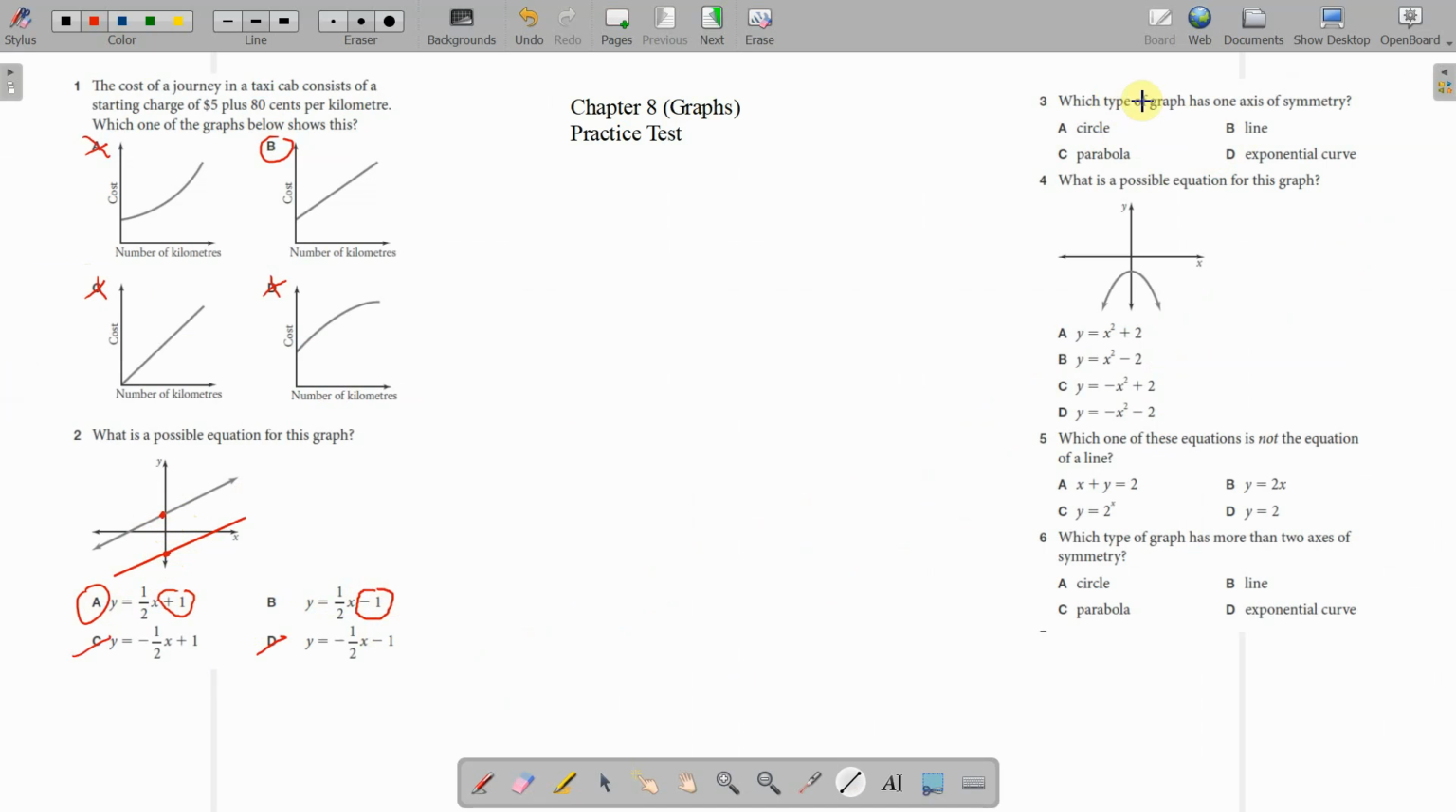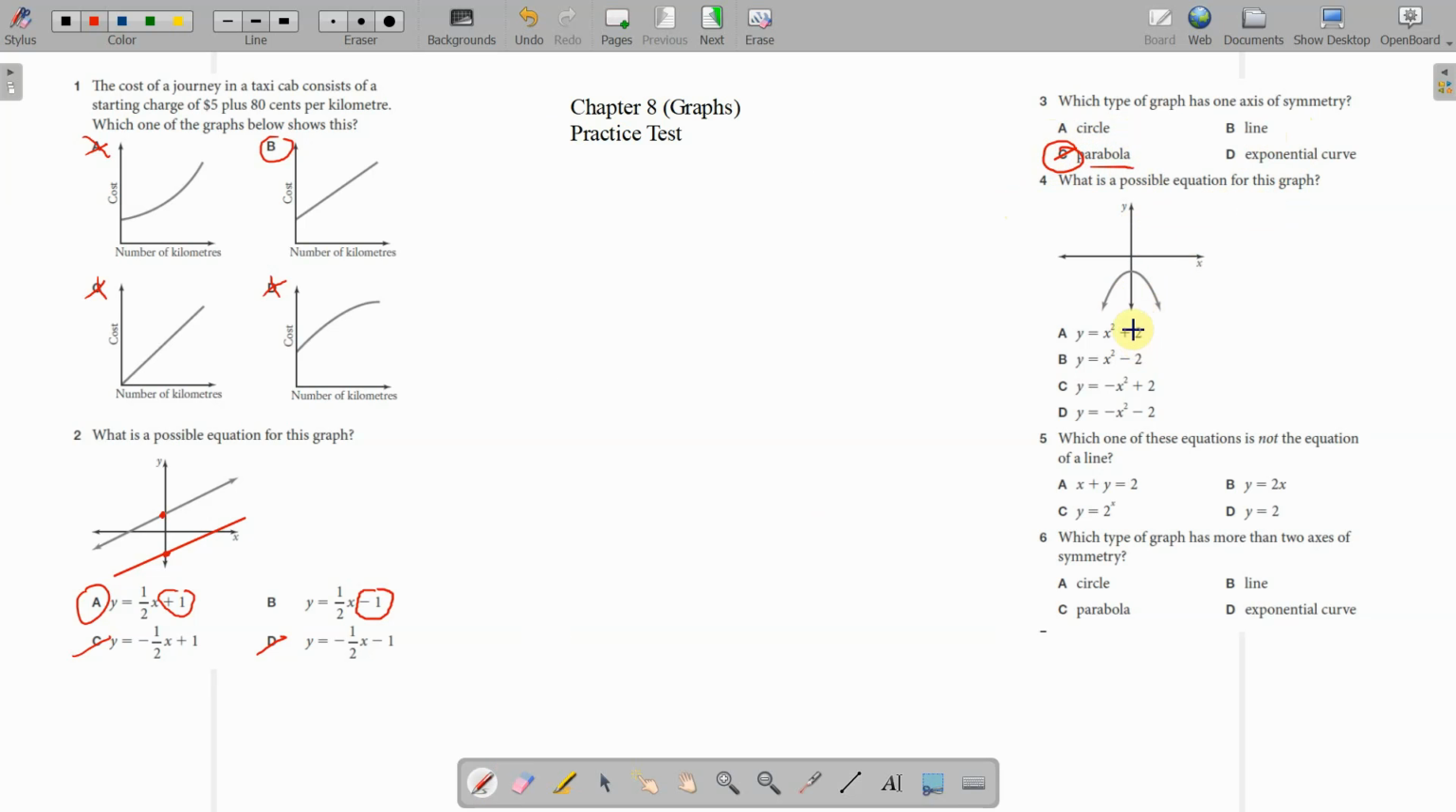Okay. Which type of graph has one axis of symmetry? It's a parabola. The other ones, well, the circle has an infinite number of axes of symmetry, and these don't have any. So that's C. Oops, C for that one is the right one.